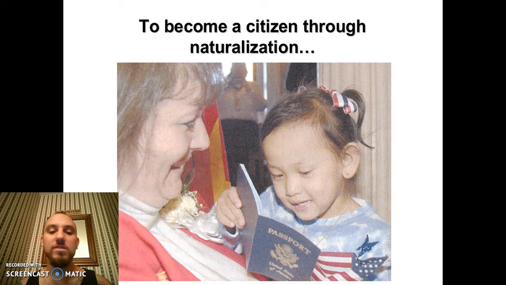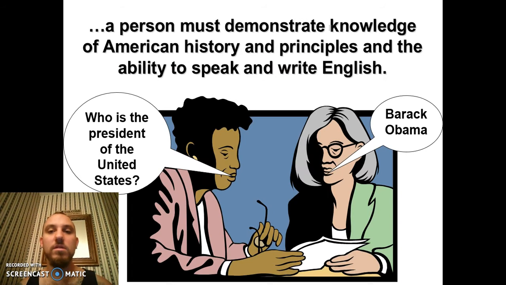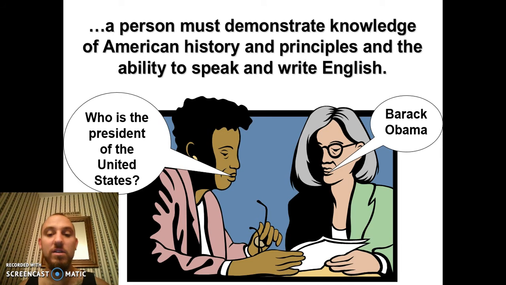To become a citizen through naturalization, the first thing a person has to do is to demonstrate knowledge of American history and principles and the ability to speak and write English. They do this by answering questions for a test that are in English. You saw the video last week that showed the comedian Craig Ferguson going through the test, and it looks exactly like it does in this picture.